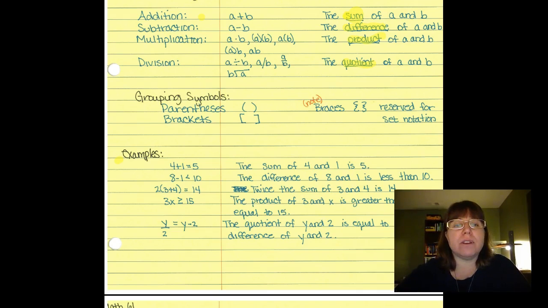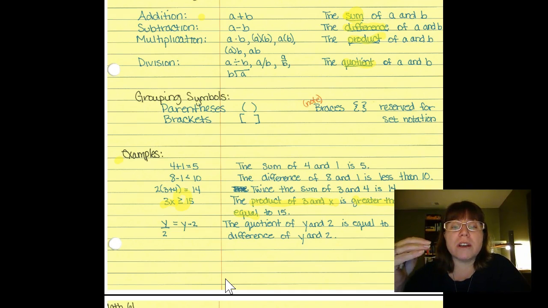So let's decipher twice the sum of 3 and 4 is 14. In symbols, it would look like 2 times the grouping of 3 plus 4 equals 14. The product of 3 and x is greater than or equal to 15. So how do you decipher it? Well, the product of 3 and x goes all together. That would be equivalent to 3x. Is greater than or equal to is going to be the symbol, and then 15 is just the number 15.